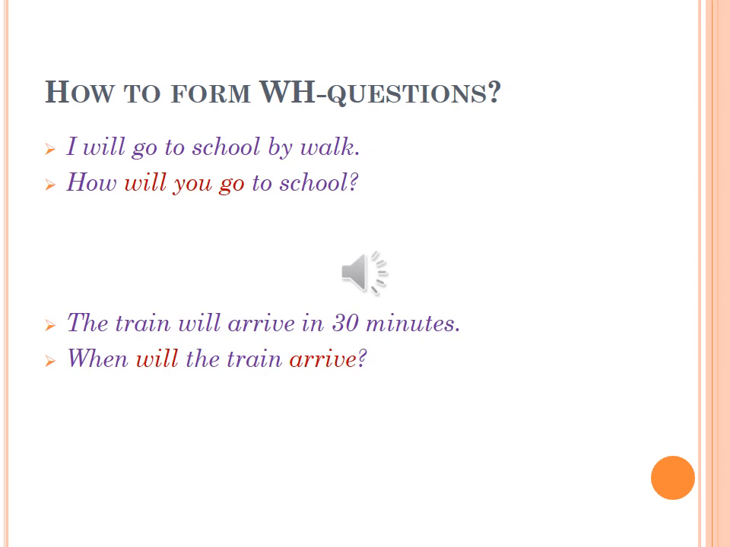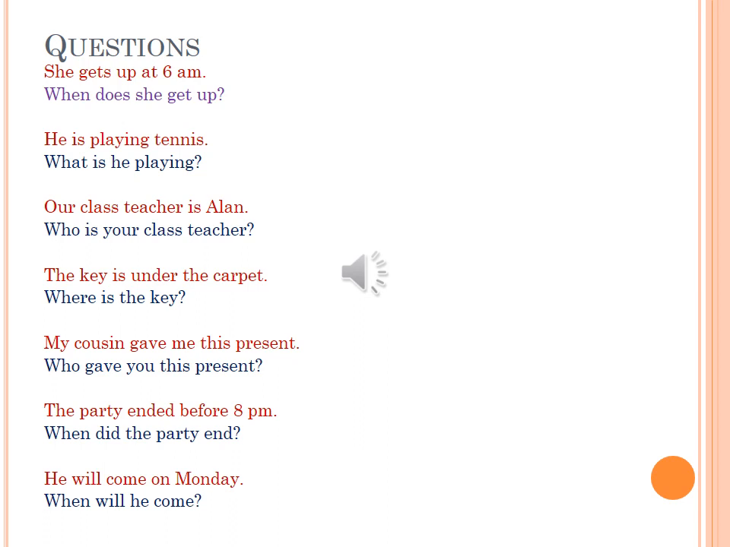Look at these statements. She gets up at 6 a.m. How can we frame a question for this? So gets is the main verb and it is in simple present tense. So we can write gets as does plus get. And we can bring the question word in the beginning. When does she get up? As it refers to time, we can use the question word when. When does she get up?